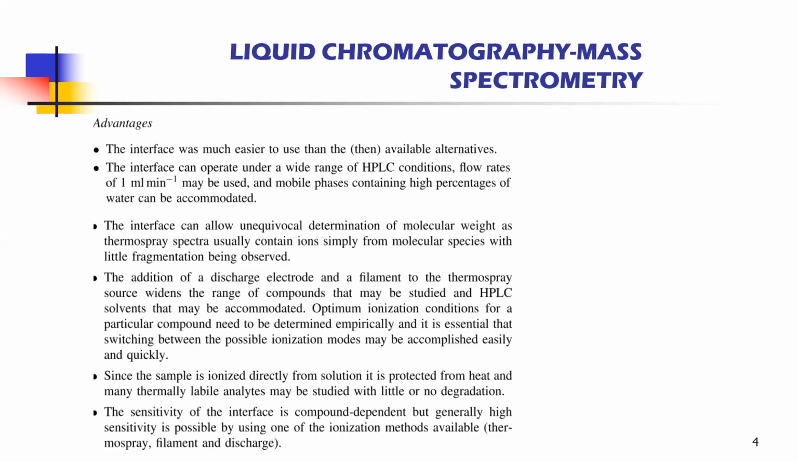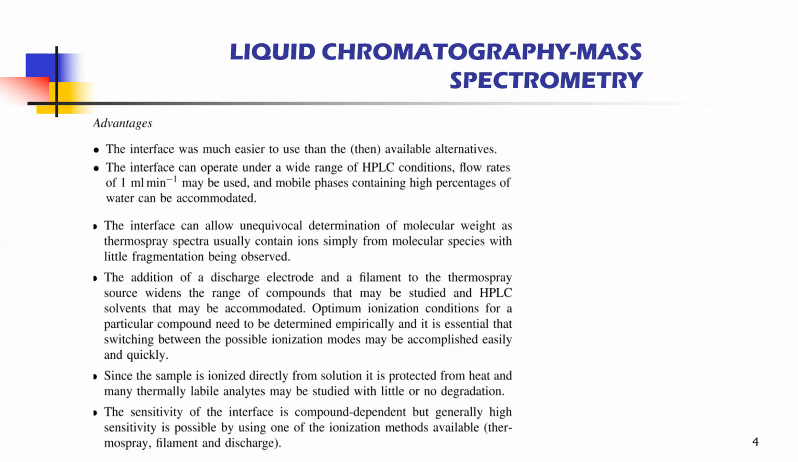Coming to the advantages of the thermospray interface system, the interface was much easier to use than the available alternatives that we discussed in the case of hyphenation. When we talk about LC coupling with mass spectrometry, the use of thermospray was making it a very easy and convenient technique. The interface can operate under a wide range of HPLC conditions, flow rates of 1 ml per minute may be used, and mobile phases containing a high percentage of water can be accommodated. So the second advantage of thermospray lies in wide applicability.